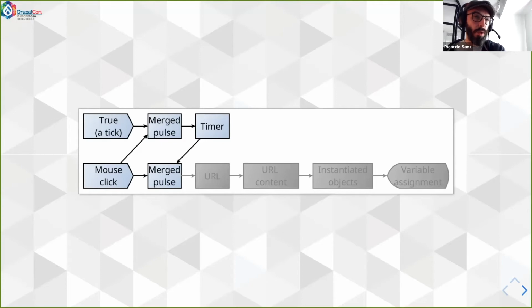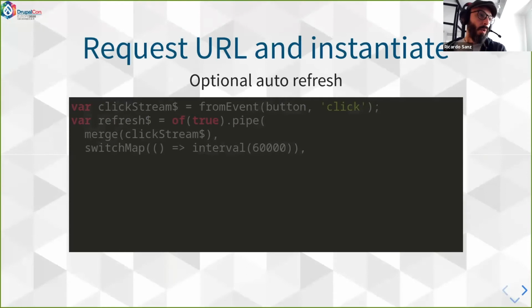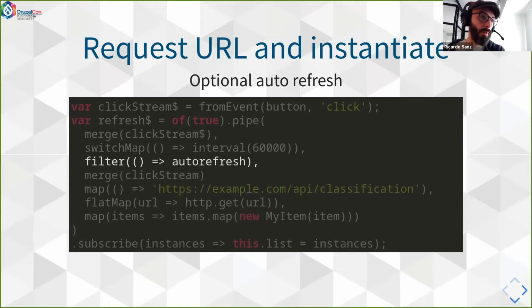Let's say that some users don't like the auto refresh and they want to optionally disable it. How can we do it? Well, we use the first code of the first part, and then we add a new operator that filters the pipe that includes the refresh pipe. So when the auto refresh variable is off, no data is crossing that part of the pipe, and then we use the same code as before.